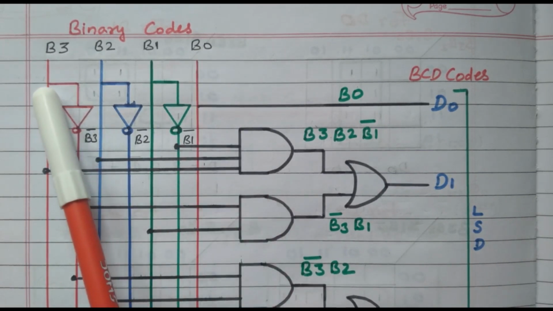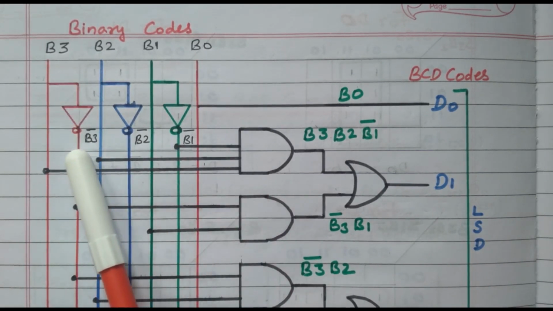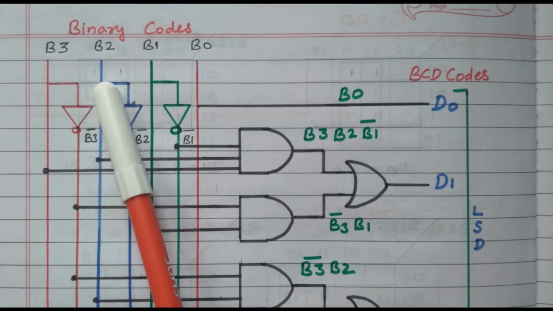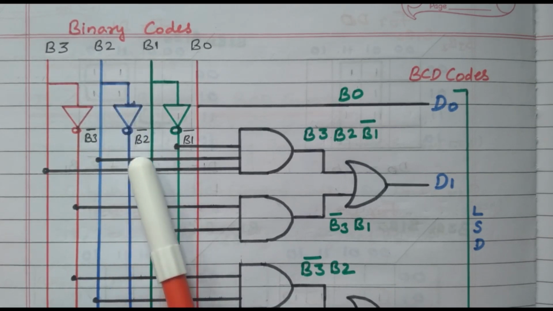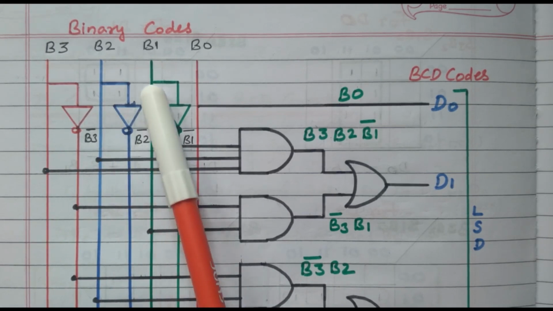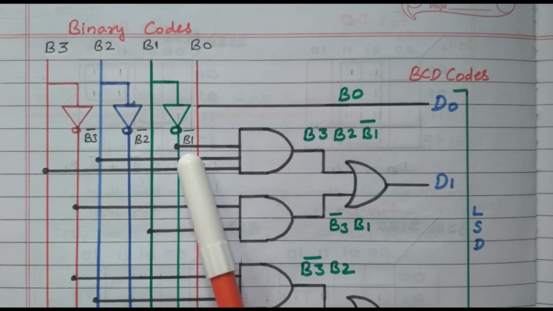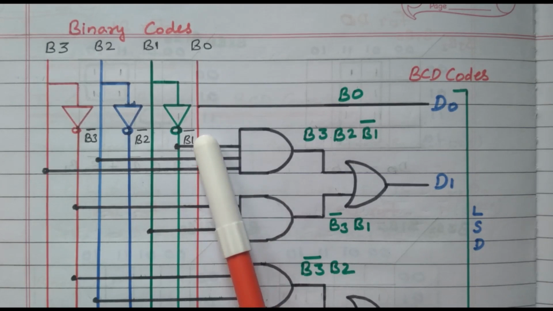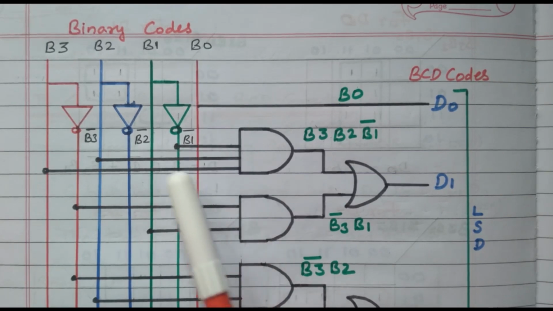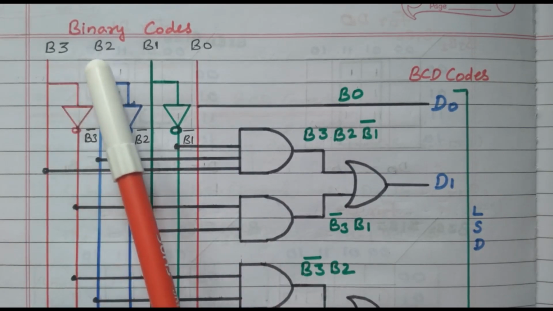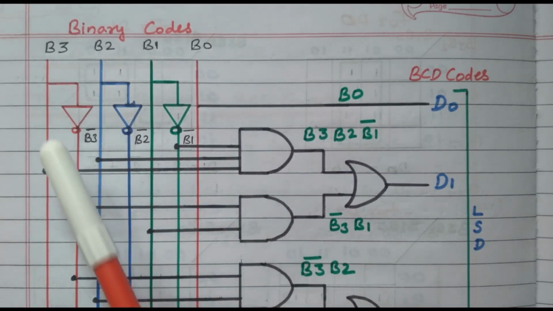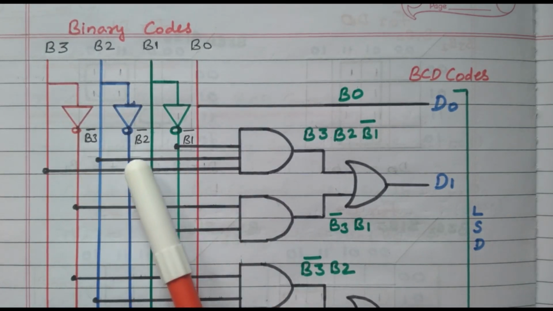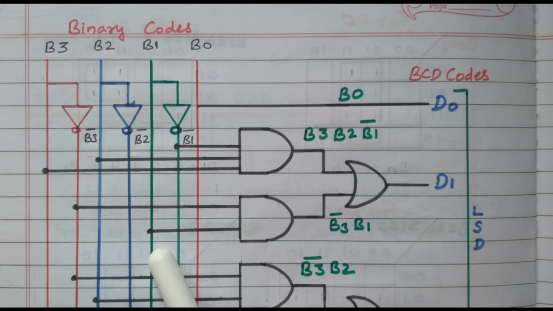From B3 the tapping is taken and is connected to a NOT gate, so that we get B3 dash. Similarly, B2, one more NOT gate, so we got B2 dash. B1, one more NOT gate is connected, B1 dash. B3 dash is not needed, right. So we have B3, B2, B1 and B0. By using NOT gates, we have B3 dash, B2 dash and B1 dash, right.